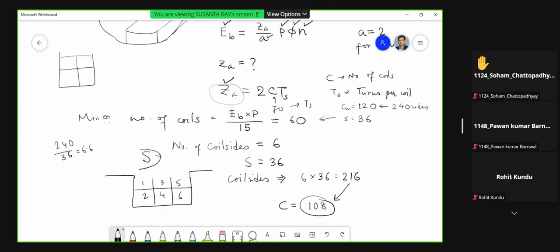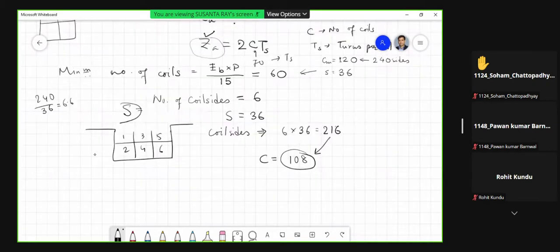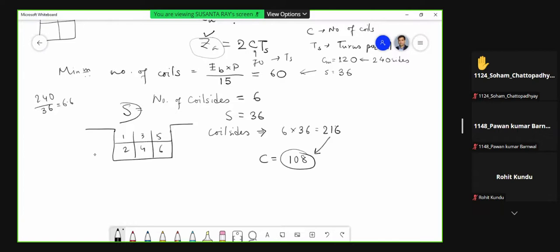Sir, it means no need to change the earlier number of conductors which I have taken? No. You have to change now. So that is the theoretically calculated number of conductors from the voltage expression. This is first ZA, what you have calculated earlier, that is the theoretically calculated.